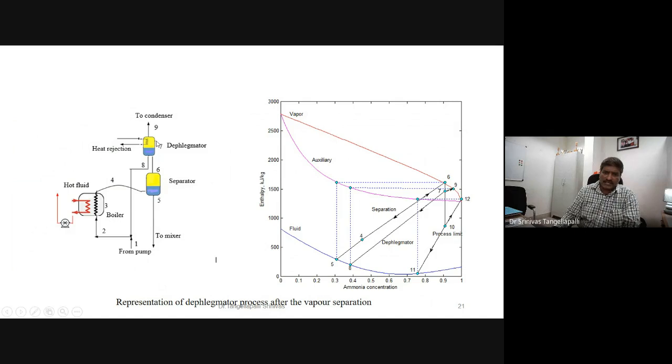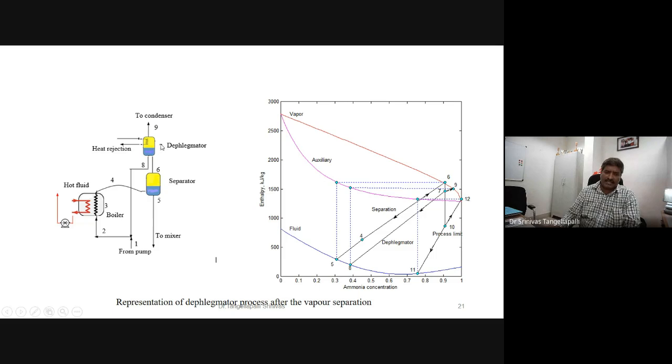What is 6 to 7? From 6 to 7, there is a heat rejection. Heat rejection means the enthalpy is decreasing. The concentration is the same. See here, from 6 to 7, before separation of this condensate, it is just heat rejection. For 6 to 7, I am showing a vertical, downward line since enthalpy is decreasing. So 7 has been separated.